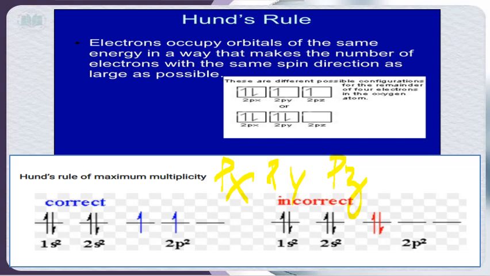Look at this. The configuration is given. Now here we have the filling order in which 1s2 is completely filled. It has a pair of electrons in it with opposite spin.